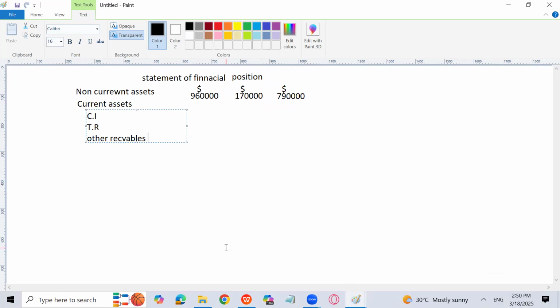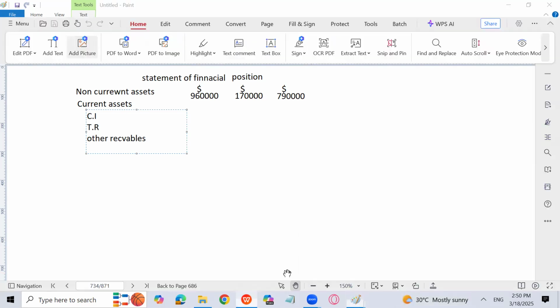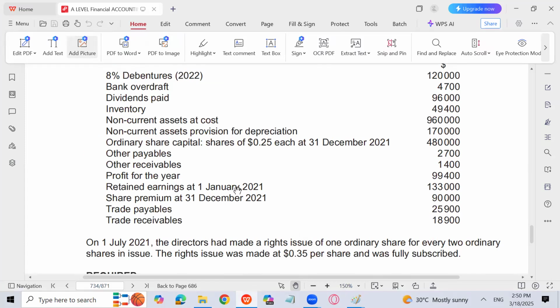Then cash at bank. I think cash at bank is not given because there is an overdraft as per my, but maybe overdraft will finish. Let me see. So first of all, the inventory is given, that is 49,400. Then trade receivables are not given in the question. No, trade receivables are given 18,900.